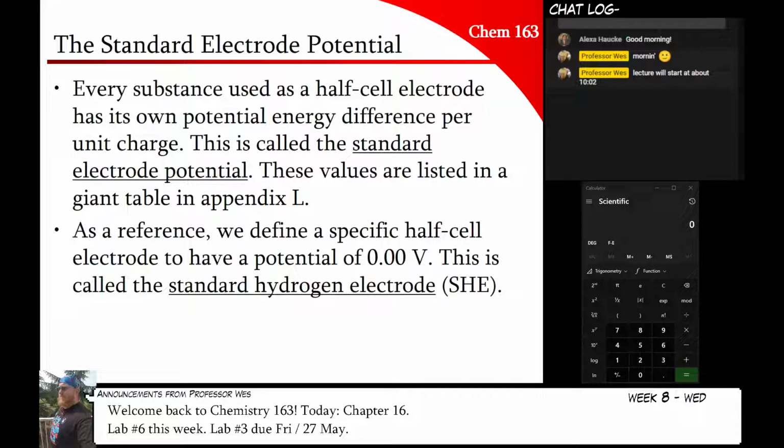We're going to define a very specific half reaction as a standard, and we're going to assign its voltage to be 0. That electrode is called the standard hydrogen electrode, or SHE. The reaction looks like this: if I take 2 protons and 2 electrons and combine them together to make H2, the potential for that substance is 0. This is a definition. We have just said that this happens at this voltage.